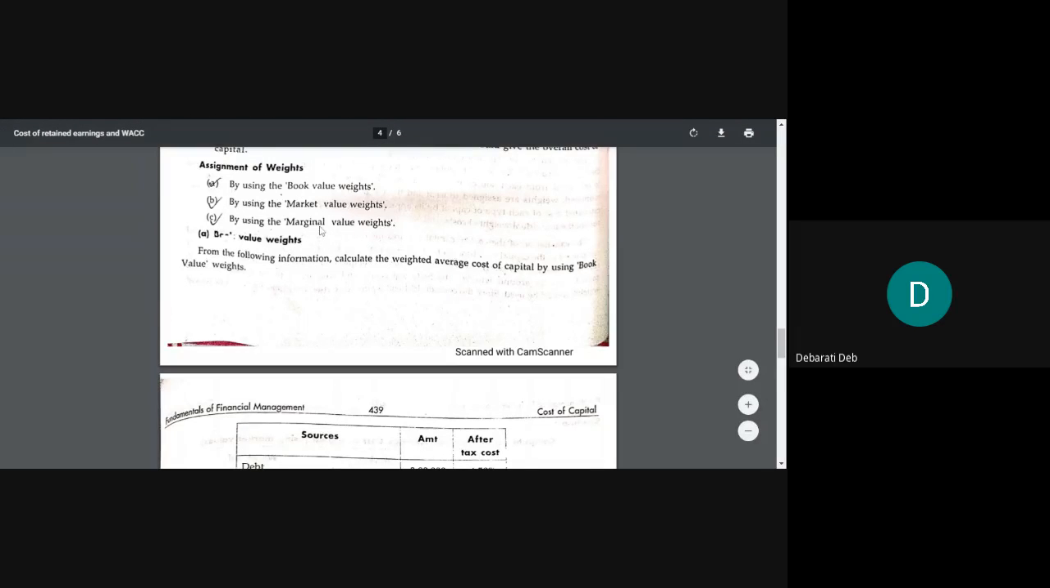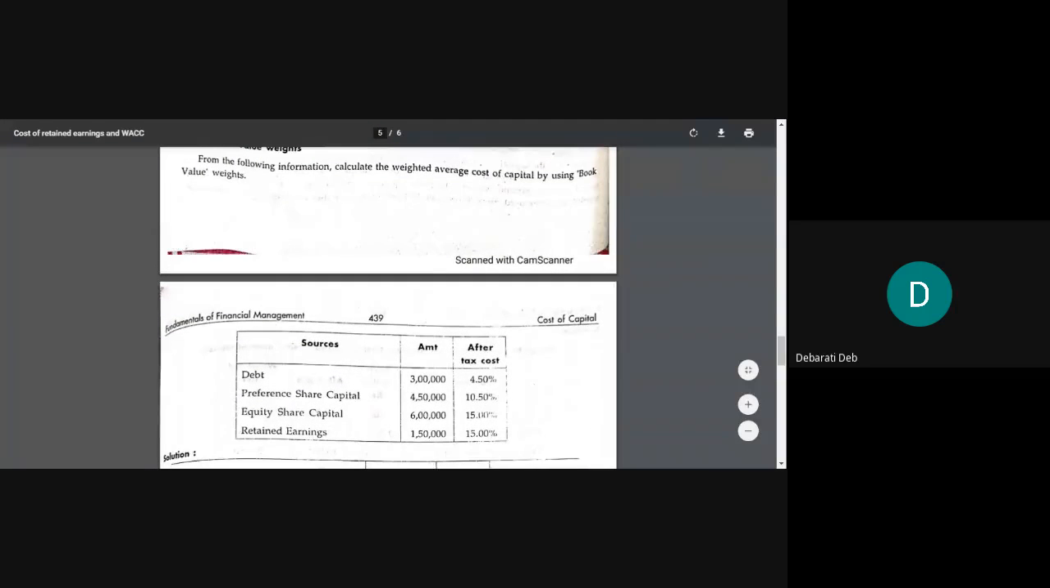Okay, so you have written the heading book value weights, right? Then let us solve this sum. It will be clearer how these book value weights are assigned. It is said that from the following information, calculate the weighted average cost of capital by using book value weights. Overall cost of capital and weighted average cost of capital mean the same thing. So you are asked to calculate the weighted average cost of capital, WACC, by using the book value weights.